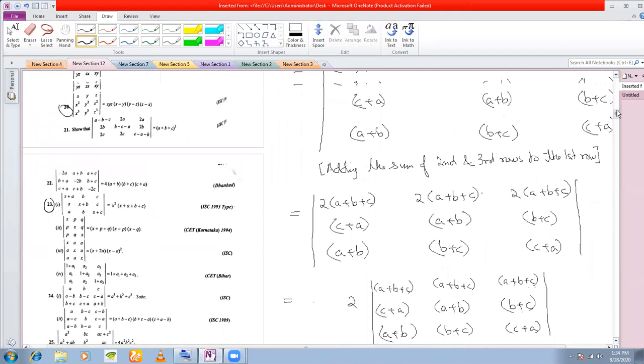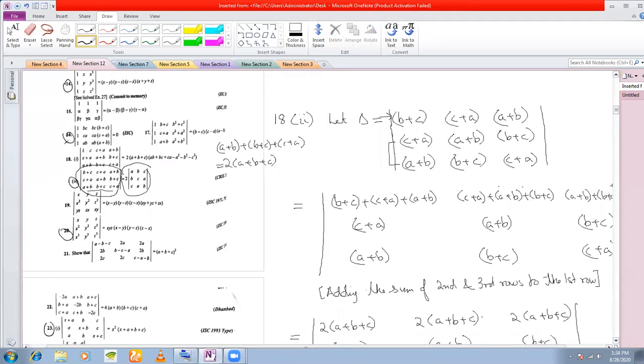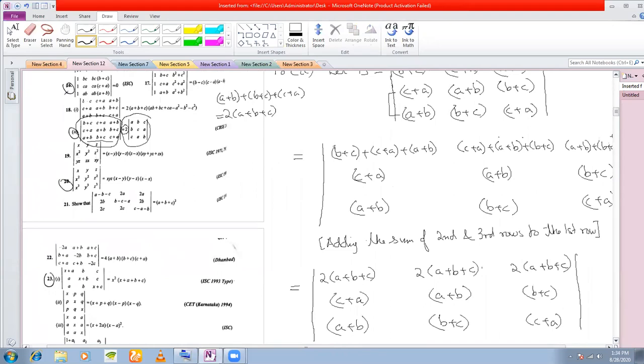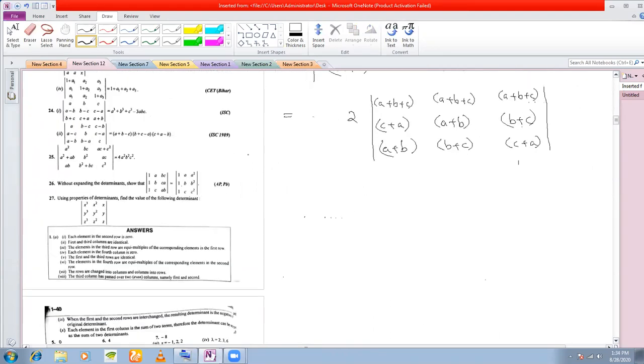Why have I taken two out? Because I see in the question I have a two here, so I've already taken that two out. Now the only thing that is left is I need to prove that this determinant is equal to this determinant. So what I'll do here is that I'll write 2.